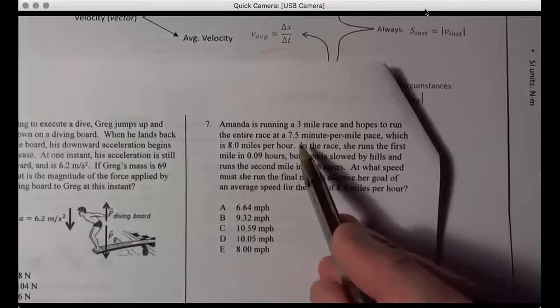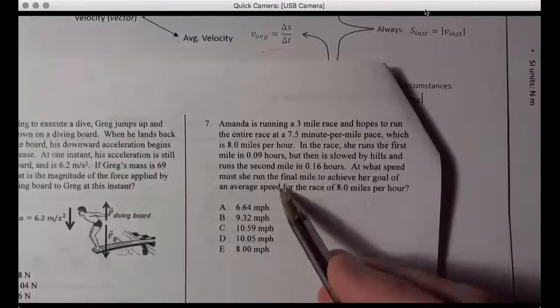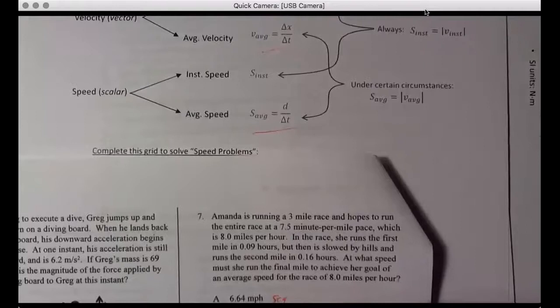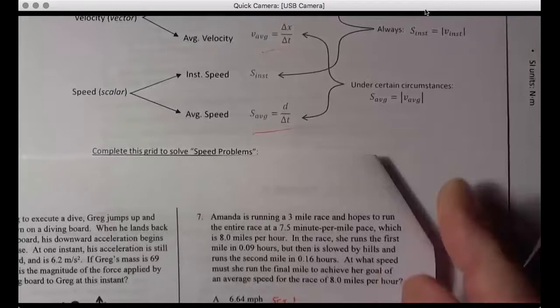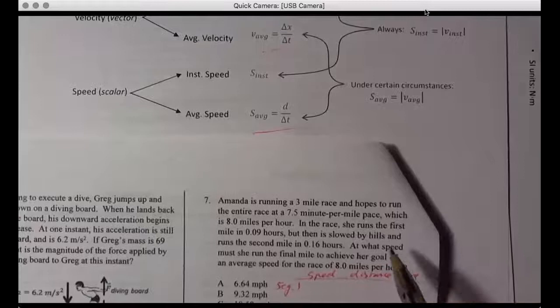In this race, she runs first mile, and so this one here we immediately say, oh, well, we've got distances, we've got times, we've got several different segments. So this is a chart one here. We've got to make our segment one, segment two. What do we use? Speed, distance, and time. And this particular one, first mile, second mile, and the final, so there's three segments.